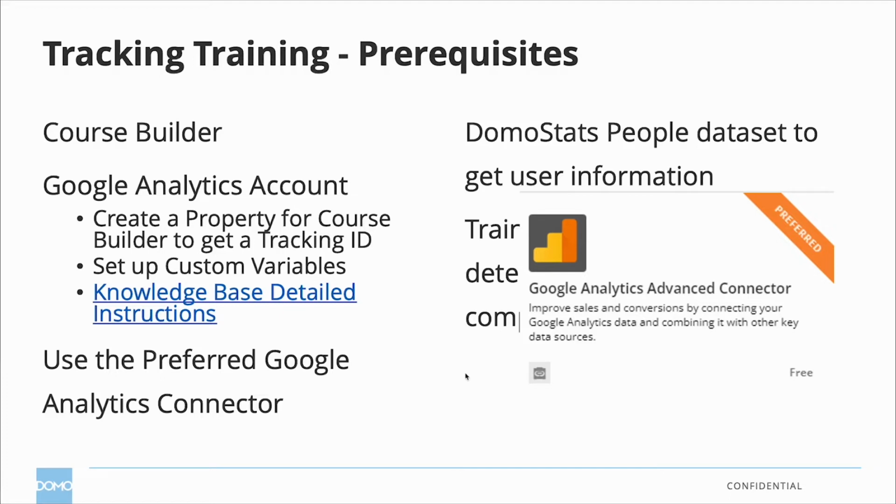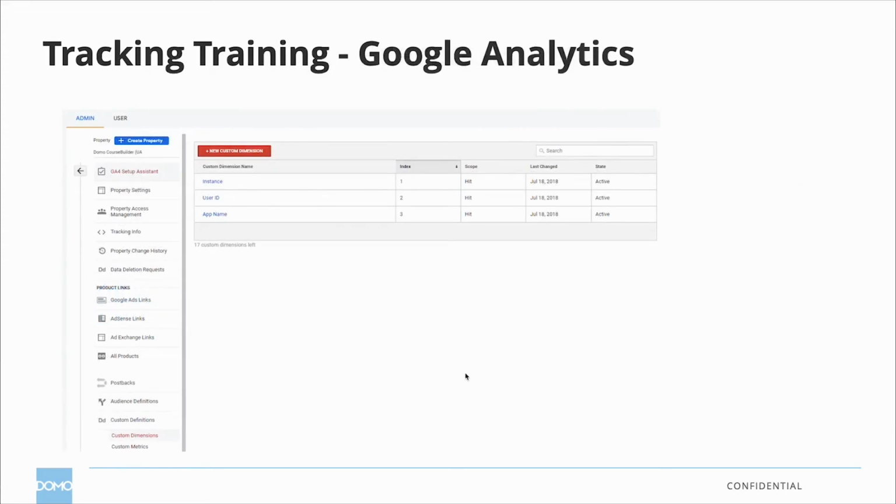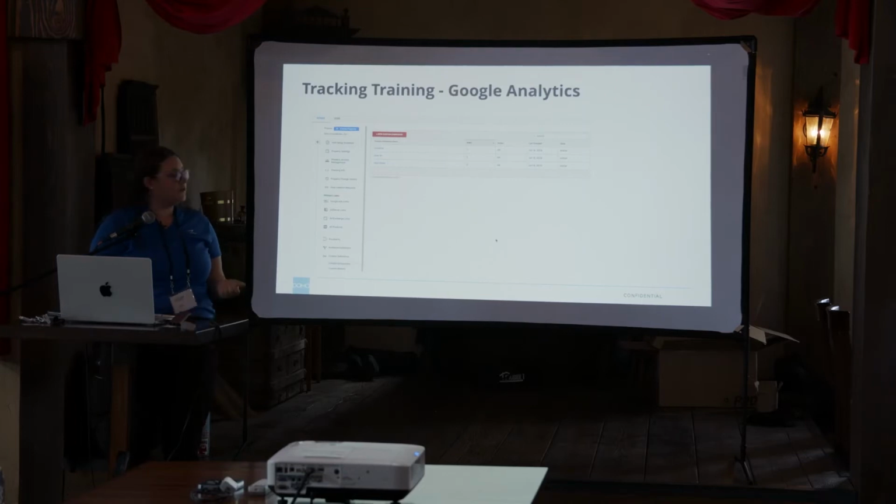And then what's behind the image, I think, is training data, the training event data to track the quiz and everything. So this is an example of what Google Analytics will look like. And these are the custom variables that you're going to set up. And then once you have the property set up, you should see an ID right here, and that ID is what you'll put in Course Builder whenever you go to publish it.